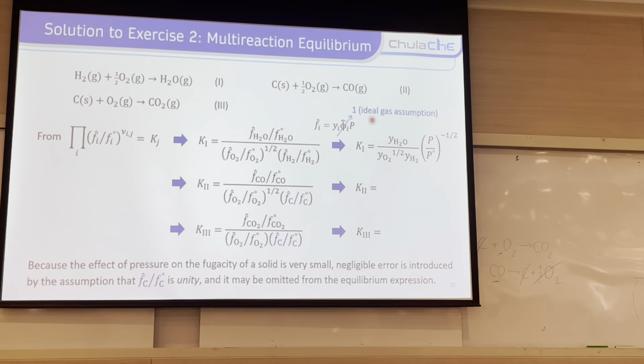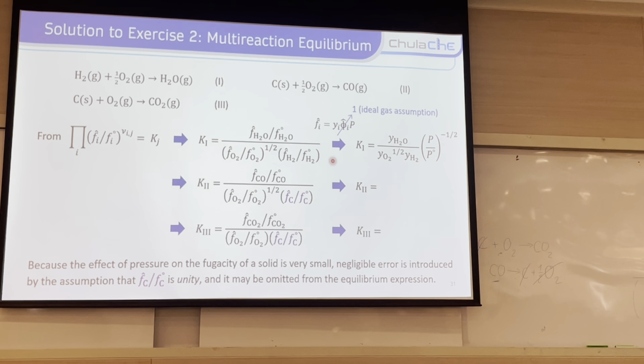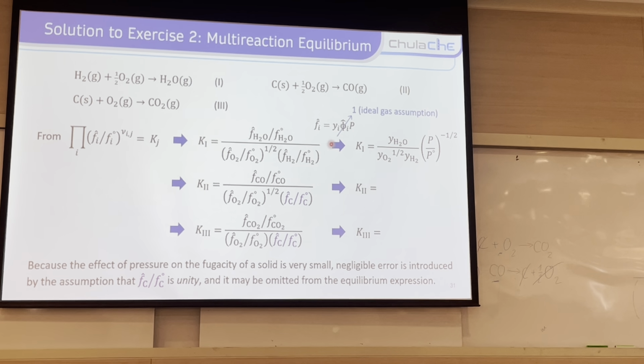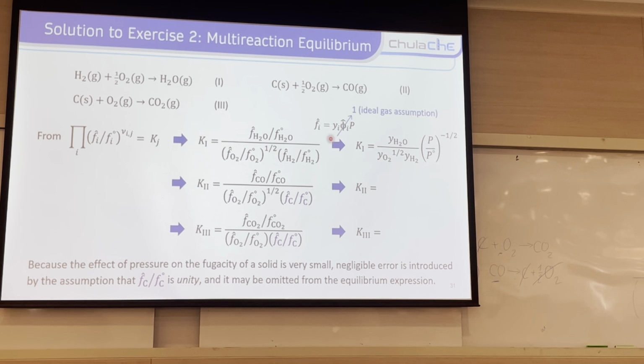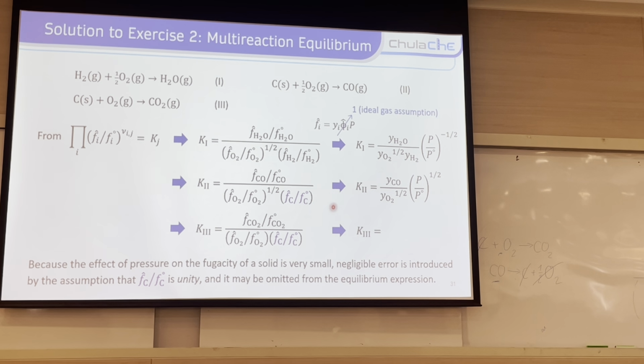But in my opinion, I think the ideal gas assumption is not an appropriate assumption for this example. But if you use the ideal gas assumption, the fugacity coefficient here can be neglected because it will be equal to 1. So the fugacity in solution here will change to only the form of mole fraction in gases times the pressure here. And you rearrange the equation a little bit.